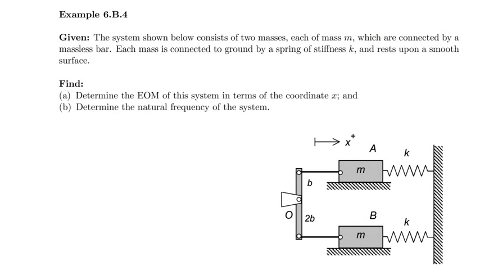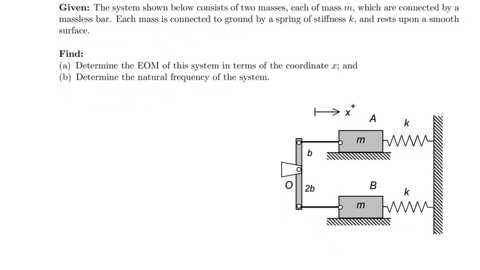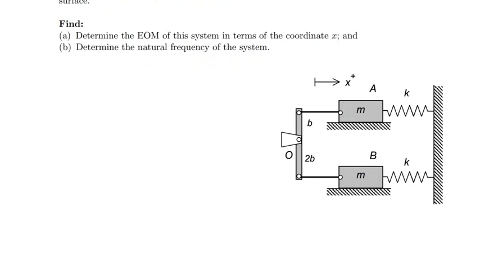Alright, so in this system we have two masses, each of mass m, which are connected by a massless bar, and we're told that each mass is connected to ground by a spring of stiffness k and rests upon a smooth surface. And we're asked to find the equation of motion for this system in terms of the coordinate x, and also to find the natural frequency of this system.